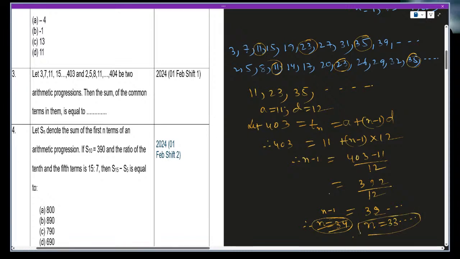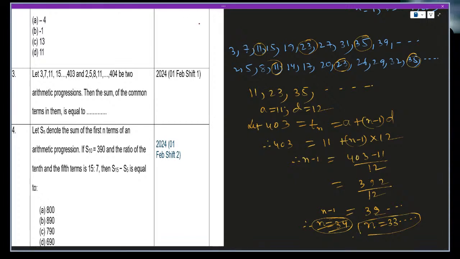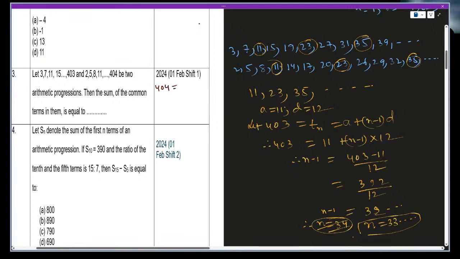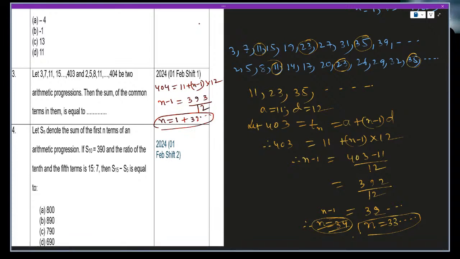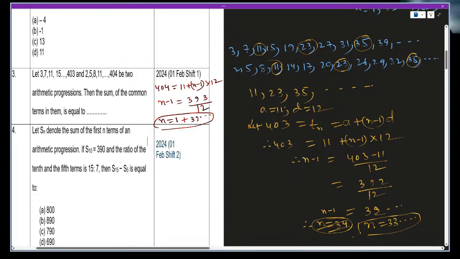Let's check this one also with 404. 404 equal to 11 plus n minus 1 into 12. How much is coming? Check once. No, again the same problem. N is coming what here? 1 plus 32 point something. So both are saying that n will be equal to 33. Isn't it? Not more. Then you can find the sum easily.